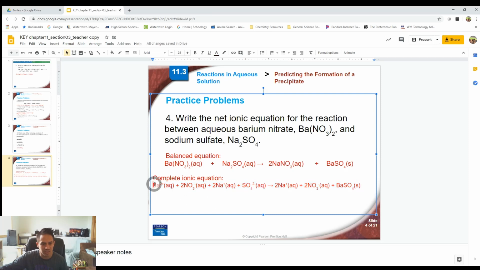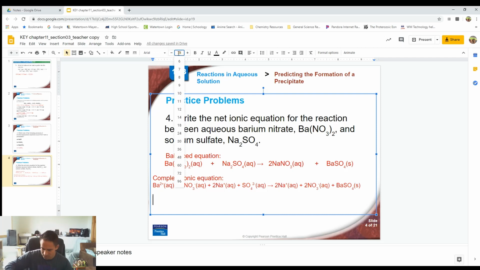Again, these things that are aqueous come from this stuff up here. So this is aqueous, this is aqueous, this is aqueous, so that's why all this is written separately. So we have the 2 sodium ions that are aqueous written here as ions. We have the 2 NO3 ions that are aqueous written as ions. And then this, which was a solid, is written as a solid. So there's our complete ionic equation.